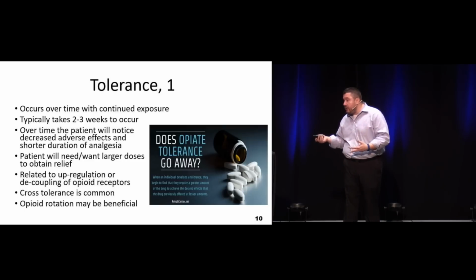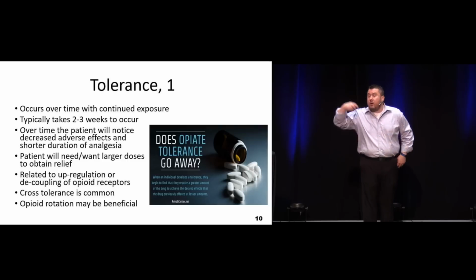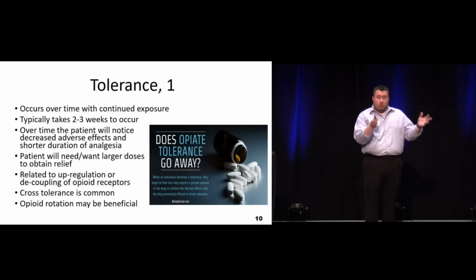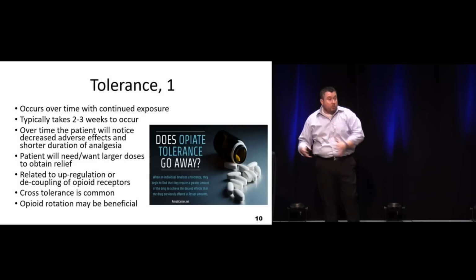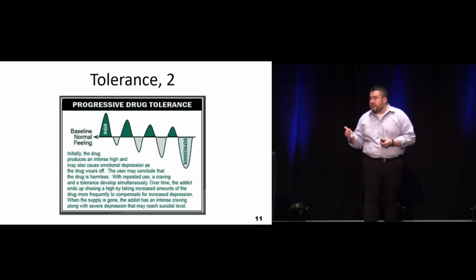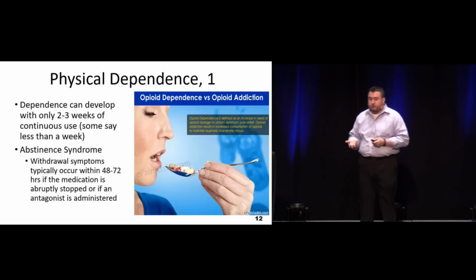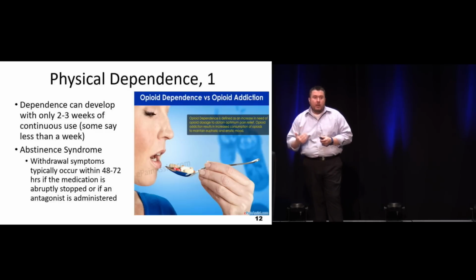One thing that may help us with this is rotation systems. And we do that sometimes with our chronic pain patients, or especially our palliative care patients. We'll use one opioid for a month, and then we switch to something else. And that may help prevent some of this tolerance. It just has to do with something with the receptors. We probably had some decoupling or some changes with the receptors and how well that receptor responds and gives us the agonistic effect. Dependence is when the patient has to have that drug to maintain normal function.